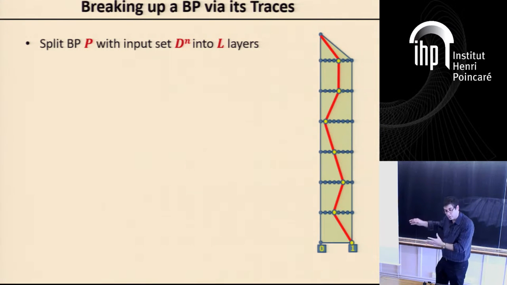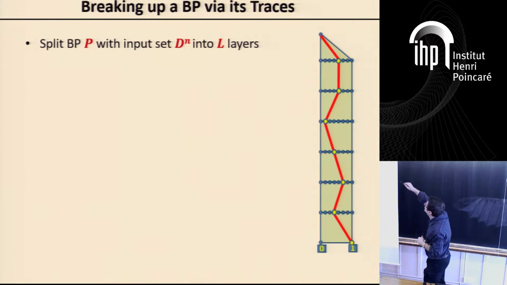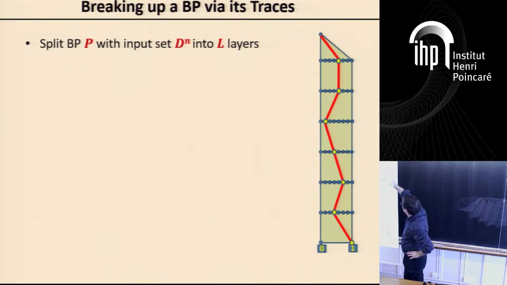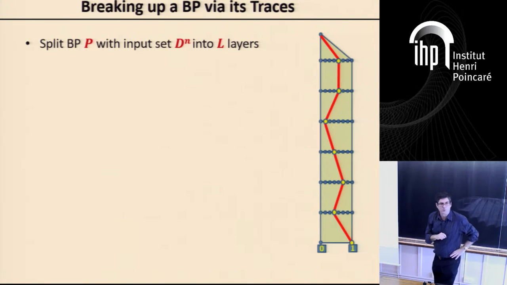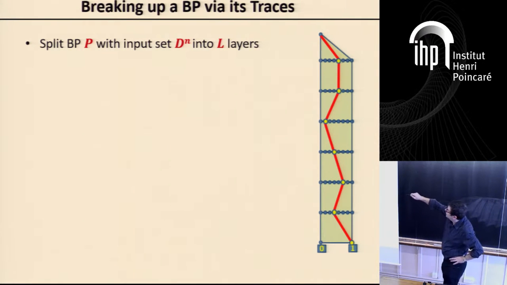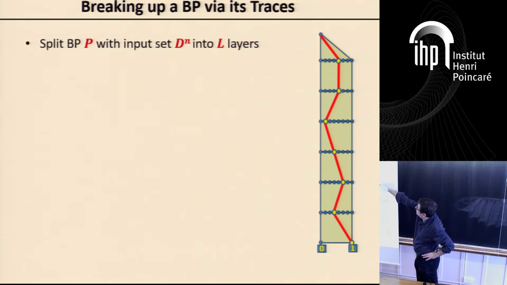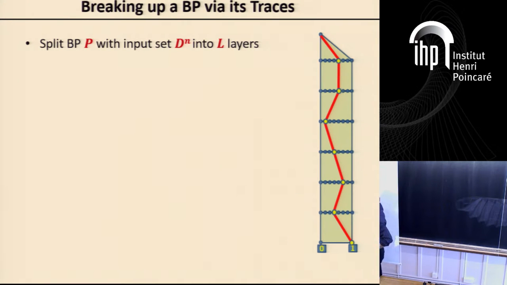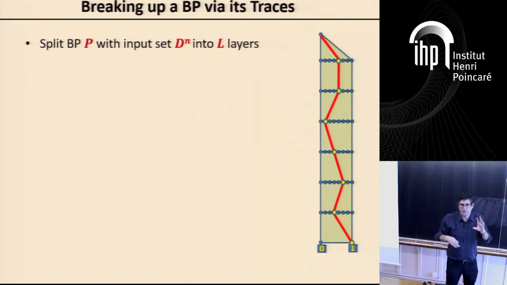So here's a branching program. I've now oriented it vertically. There's a branching program, and then there's this sequence of nodes, which is a possible trace of the branching program. Okay? We've broken it up into layers. And now here I'm thinking of an input set D. D is either 0, 1, or it's the numbers 1 through n. I'm just going to use D for the domain, what each coordinate of the input is like.